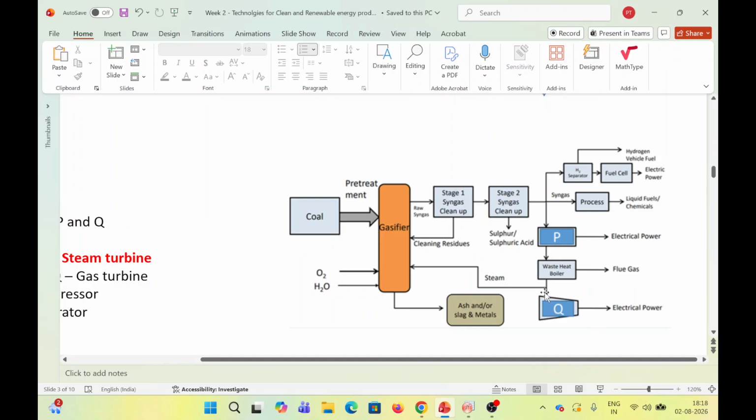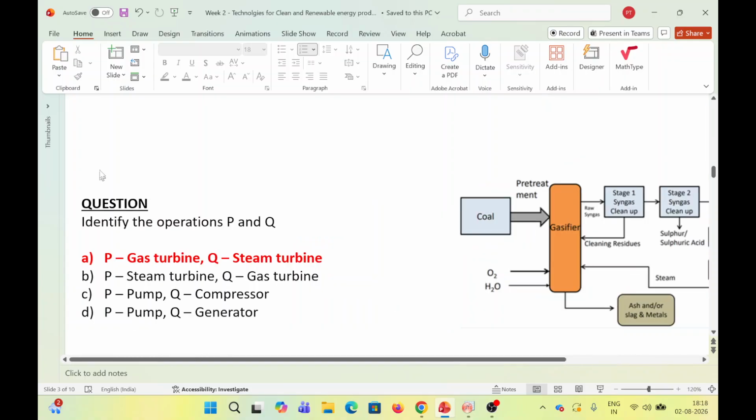So you can look at the chart. If you see here, the steam is basically being taken. So Q is related to steam and P is related to gas. So in a process where gas or steam is used to generate electrical power, the units could be either gas turbine or steam turbine respectively. So option A: P is gas turbine and Q is steam turbine.